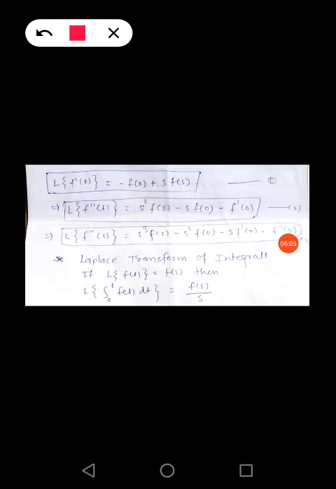Now the Laplace transform of integrals, the second property. What is that? If Laplace of f of t is equal to F of s, then Laplace of the integral from 0 to t of f of t dt is equal to F of s divided by s.